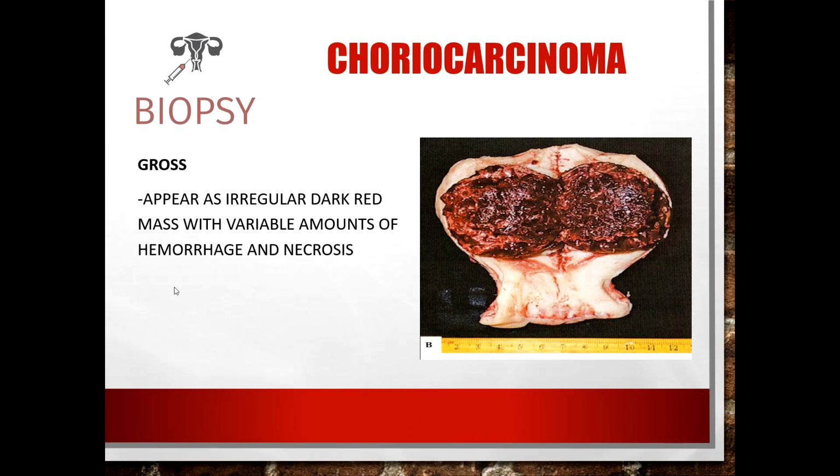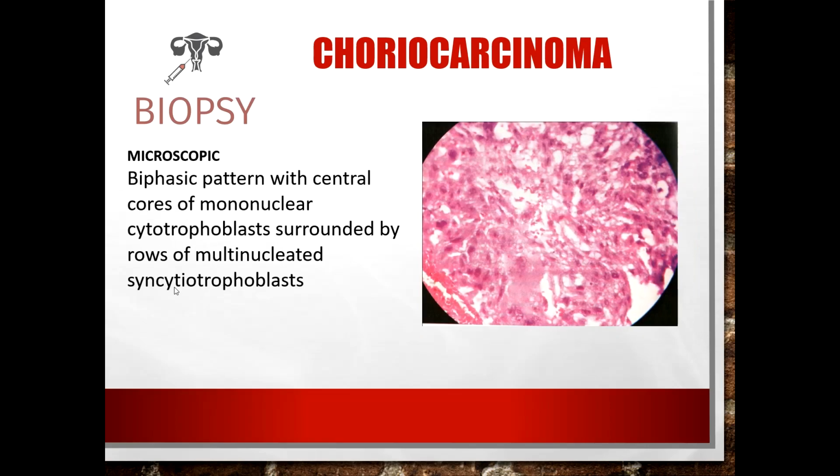On biopsy, grossly, this would appear as an irregular dark red mass with variable amounts of hemorrhage and necrosis. Microscopically, it would show the absence of chorionic villi and the presence of a biphasic pattern with central cores of mononuclear cytotrophoblasts surrounded by rows of multinucleated syncytiotrophoblasts. Tumor cells are seen at the periphery of the lesion with hemorrhage and necrosis in the center.